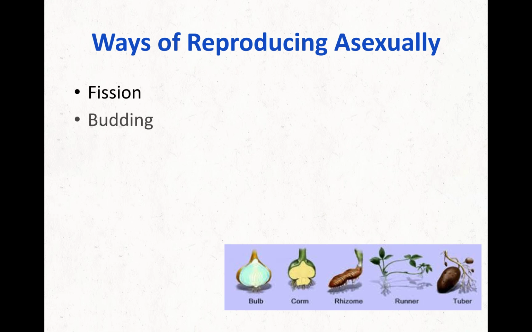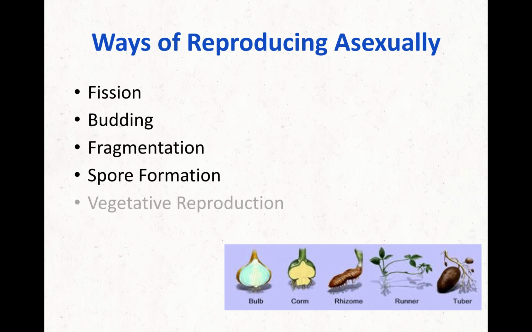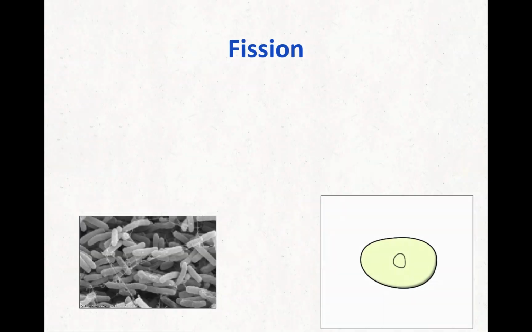So you looked at fission, budding yesterday. You didn't look at fragmentation. We'll look at that today. You looked at spores and you looked at vegetative propagation, but you did not look at parthenogenesis. So we'll have a quick look at that today.